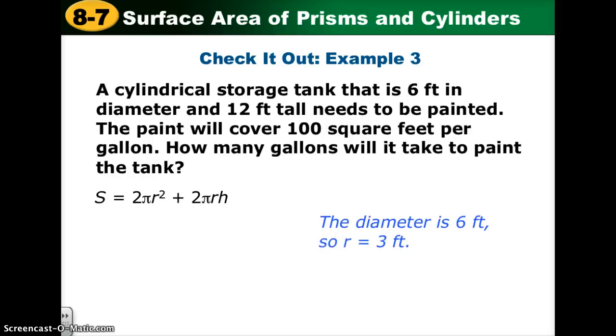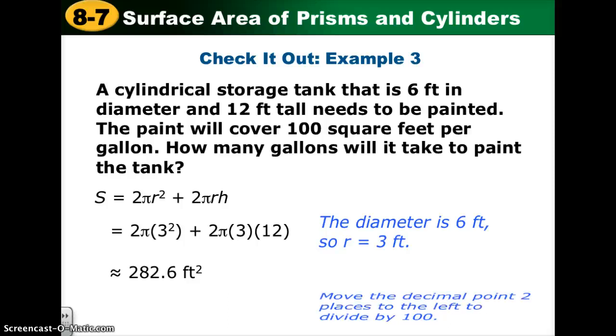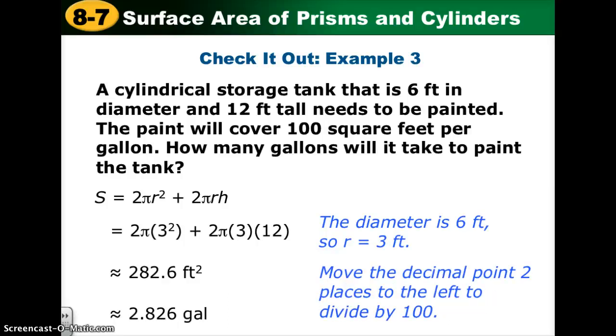Since it's a diameter, we need to cut it in half, so 6 becomes 3 feet. Substitute 3 and 12 into the proper places. Take 3 squared times 2 pi times 3 times 12, add them together. You get 282.6 feet squared. The paint will cover 100 square feet per gallon, so we divide this by 100. So we need 2.826 gallons to cover the tank.